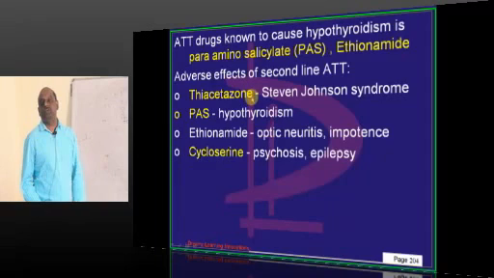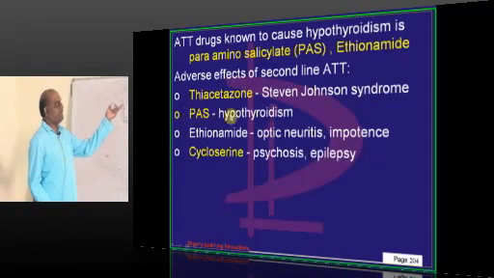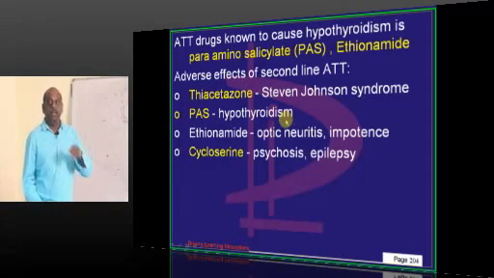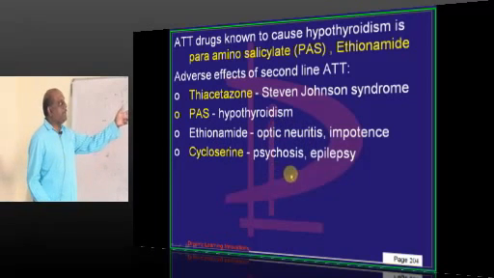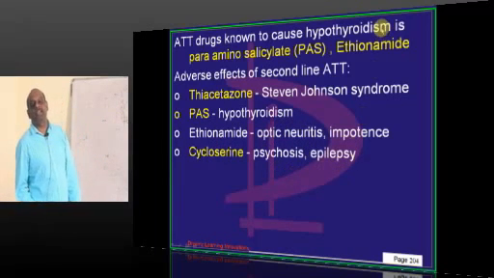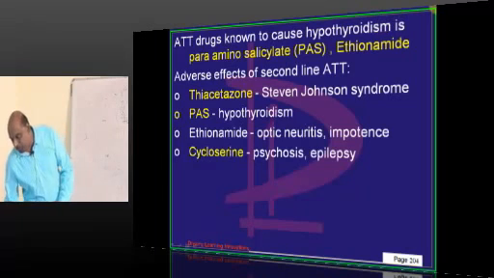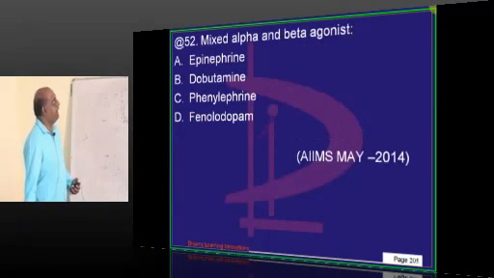Thiacetazone will give rise to Stevens-Johnson, PAS, hypothyroidism. Ethionamide, optic neuritis. Cycloserine can lead to psychosis and epilepsy. These are the important points to be remembered.